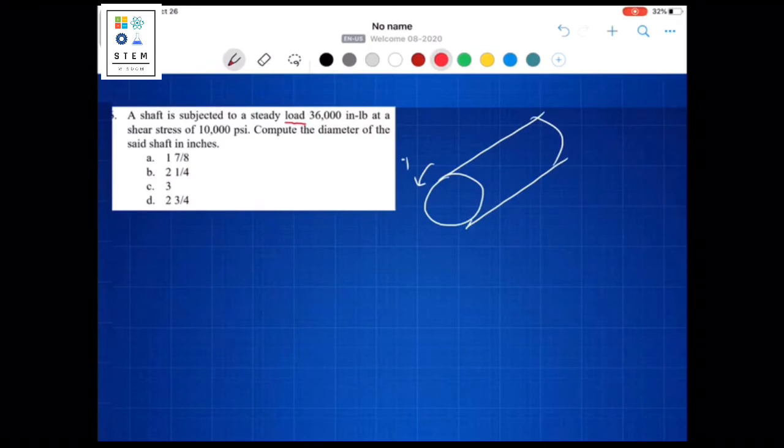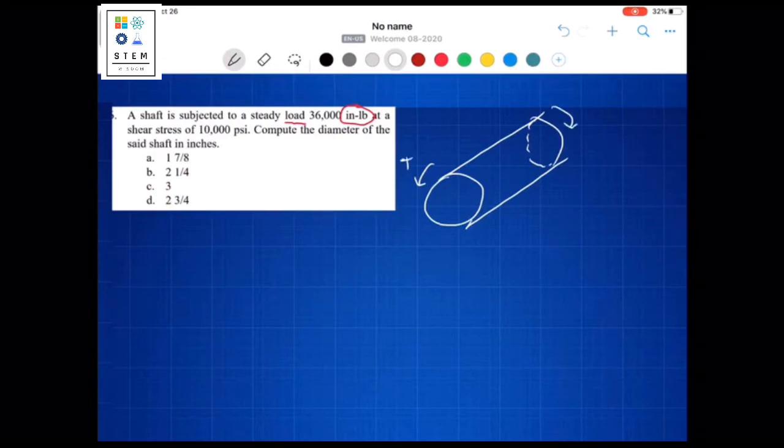So, pag nagmamadali ka mag-solve, pwede mong magamit na formula dyan, akala mo yung load ay force. So, pag tinignan mo, yung unit niya, inch-pound. So, yan ay torque. Okay, so, delikado yan dahil kapag ginamitan mo ng F over A, andyan sa choices yung sagot. So, ingat kayo sa board exam. Basahin mabuti yung tanong. So, tingnan yung units. Okay, so, yan ay torque.